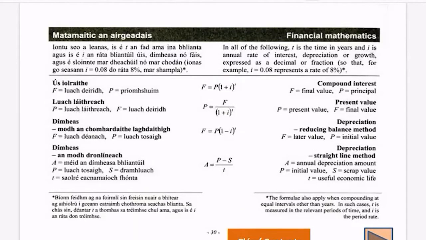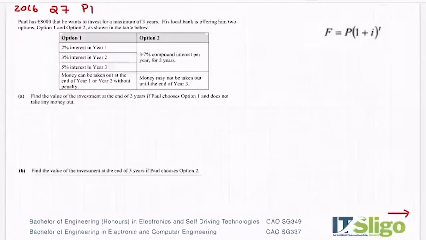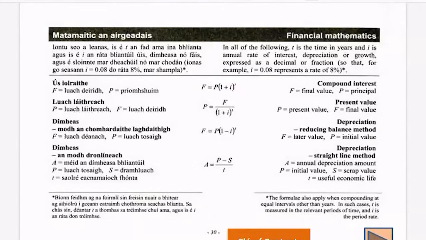So this is the financial maths page in your log tables, and it's the compound interest formula. Normally the question will say compound interest somewhere. So when I see that, I think of this formula. P is the principal. That's a business term, and it normally means the amount you're starting off with or the amount you're investing. And then up here you see T is the time in years, and I is the interest rate or the annual rate of interest, depreciation or growth.